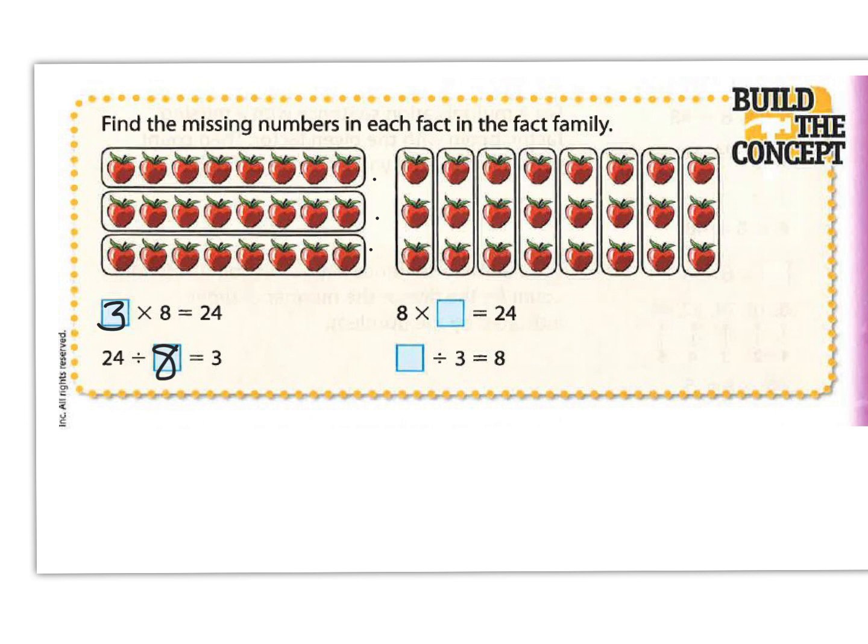Here we have it, the picture is a little bit different, but we also know that 8 times 3 is 24. We have 3 apples in 1, 2, 3, 4, 5, 6, 7, 8 groups. So then 24 divided by 3 equals 8.